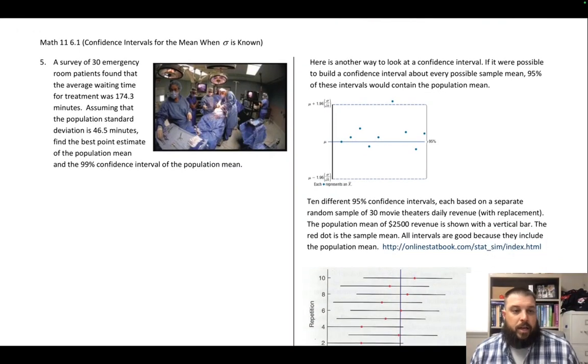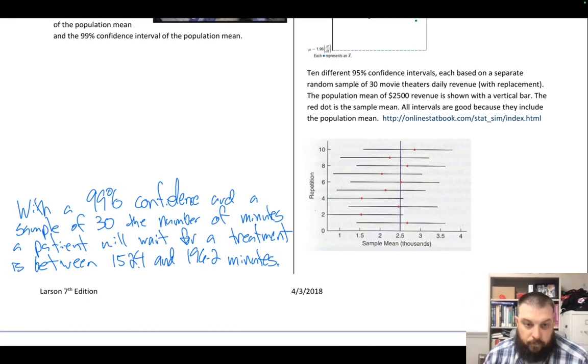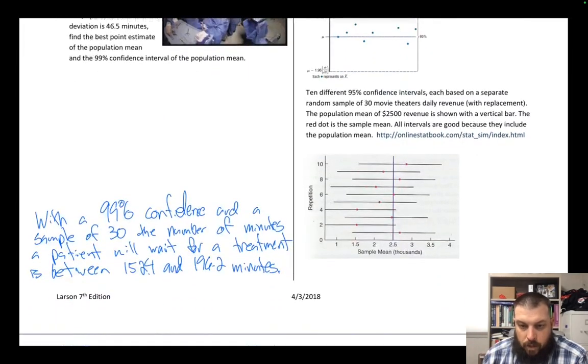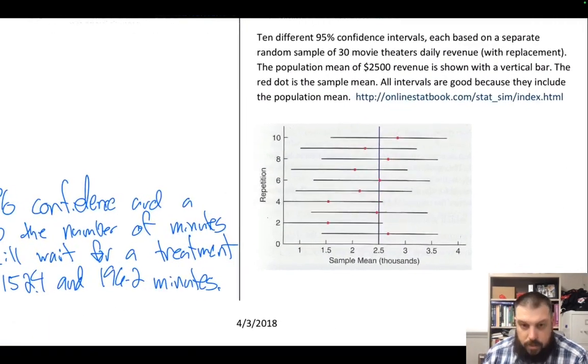All right, I'm gonna have you try number 5 here on your own. So you can go and pause and work through this one. All right, so you can check your work there with a 99% confidence in a sample of 30. The number of minutes a patient will wait for a treatment is between 152.4 and 196.2 minutes.